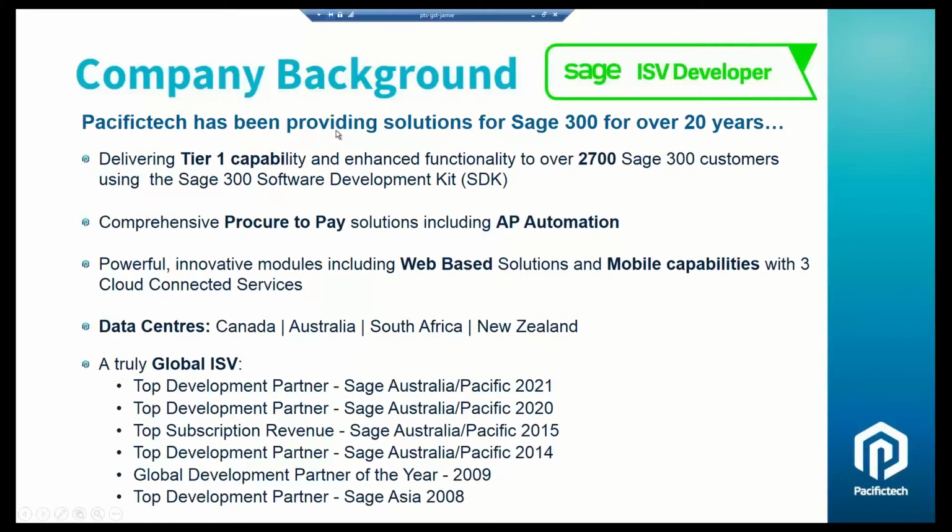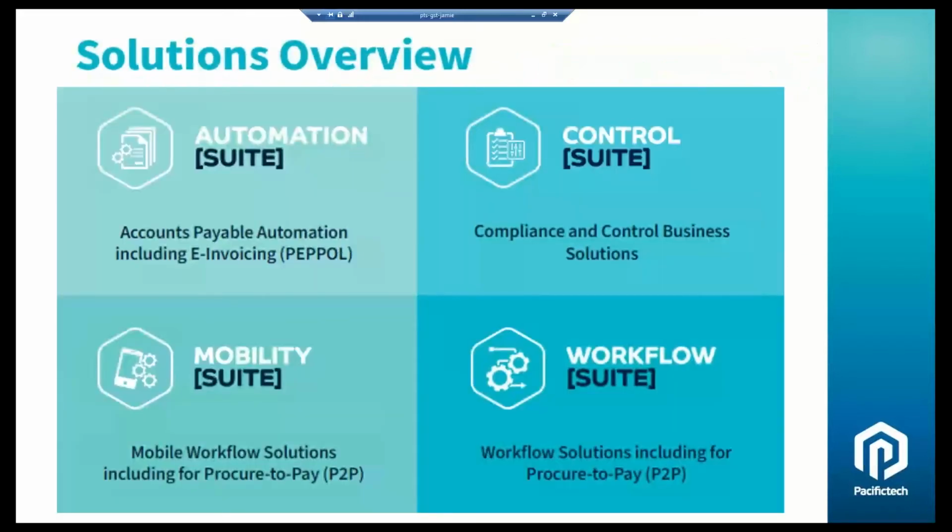So just a little bit of background about our company. I won't go through this too much, but we've been in the Sage 300 space for over 20 years. So we've got a pretty good customer base around the world and some really great customers in Australia. One of the key areas we focus on is procure to pay and the whole AP automation area. And so our modules fall into these 4 different categories.